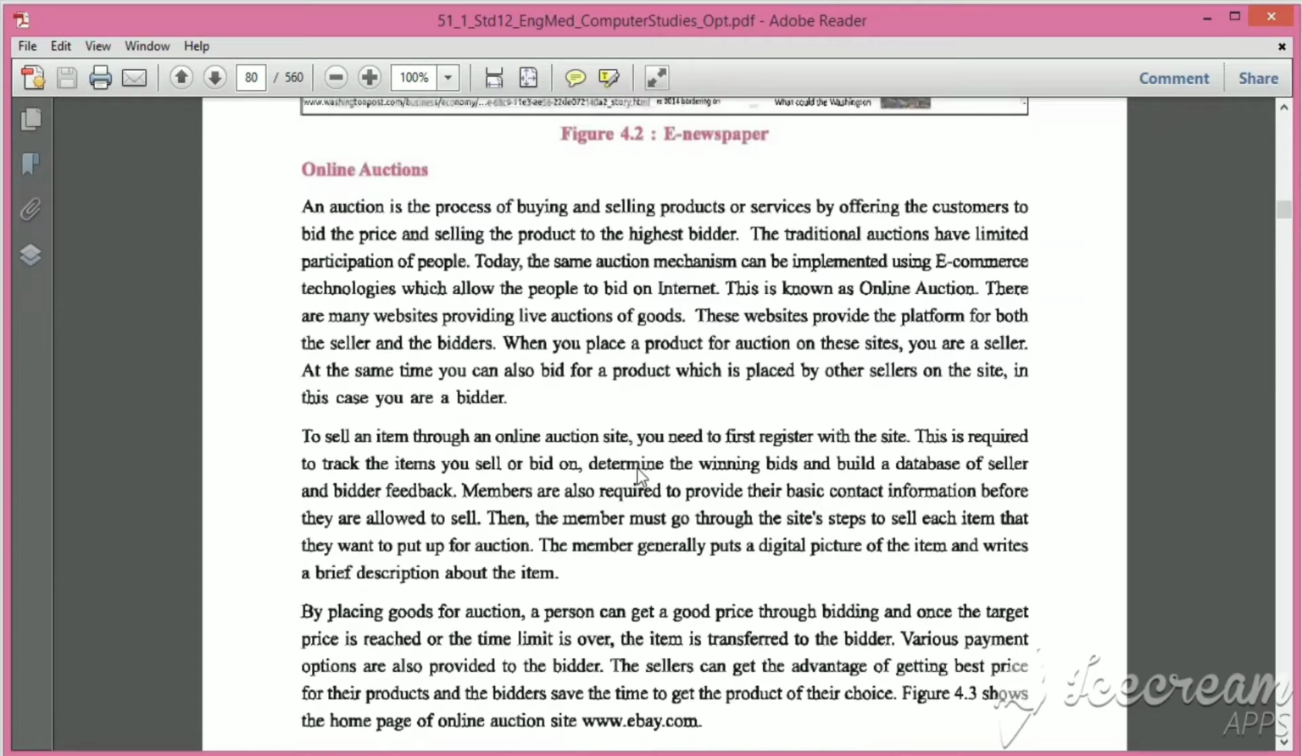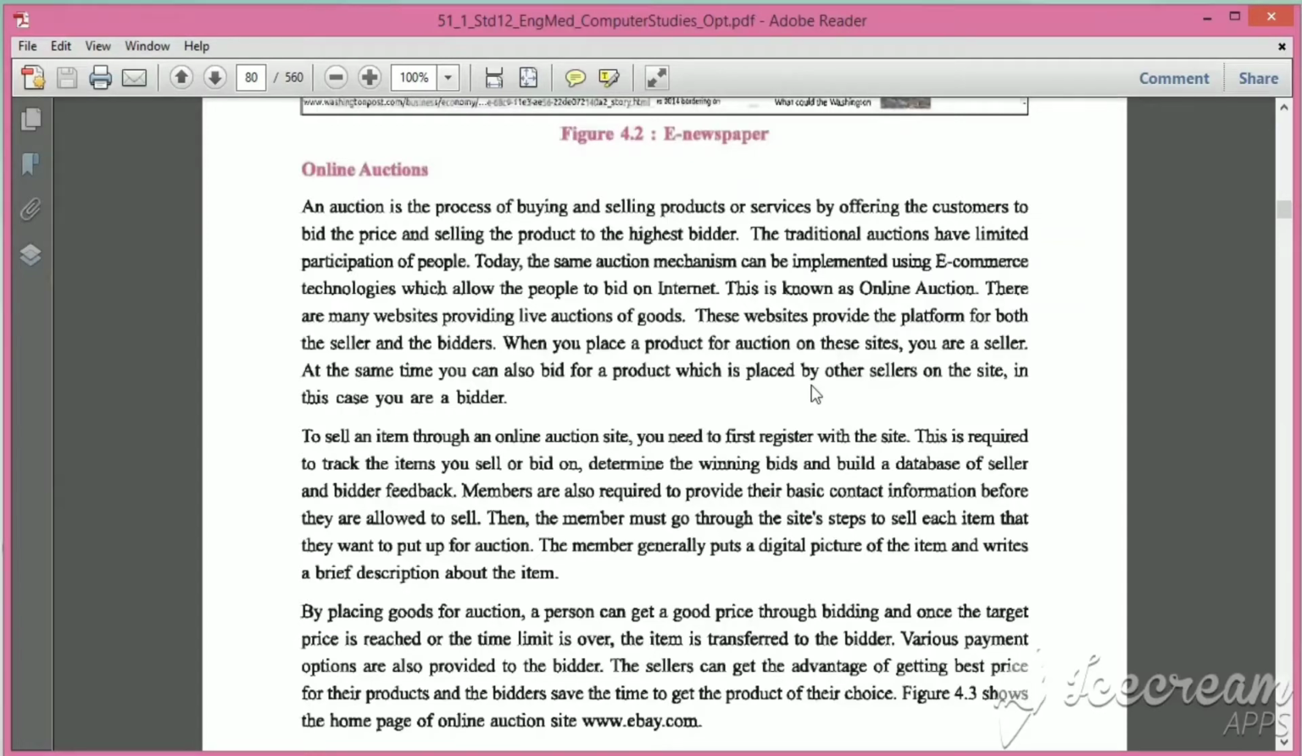Auction is the process of selling and buying products or services by offering customers the chance to bid the price and selling the product to the highest bidder. In this, there are two terms. The most important two terms in online auctions are seller and bidder.